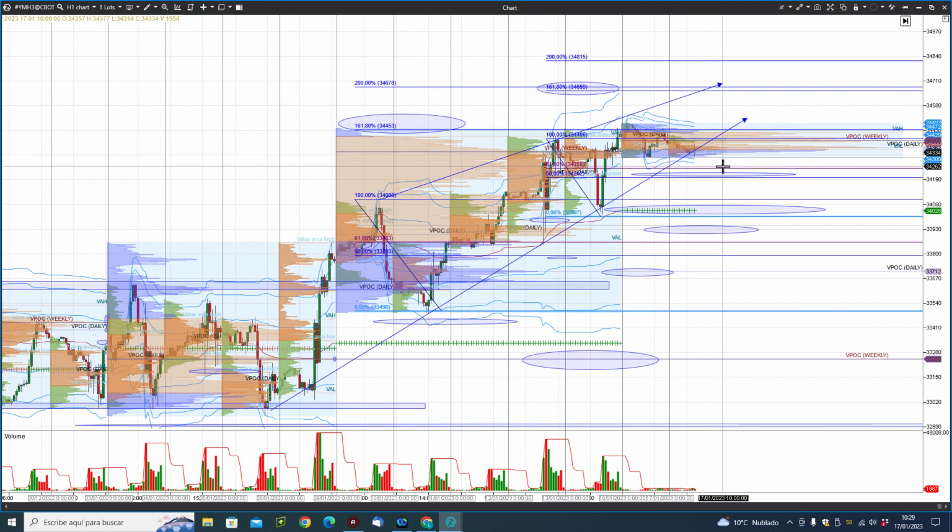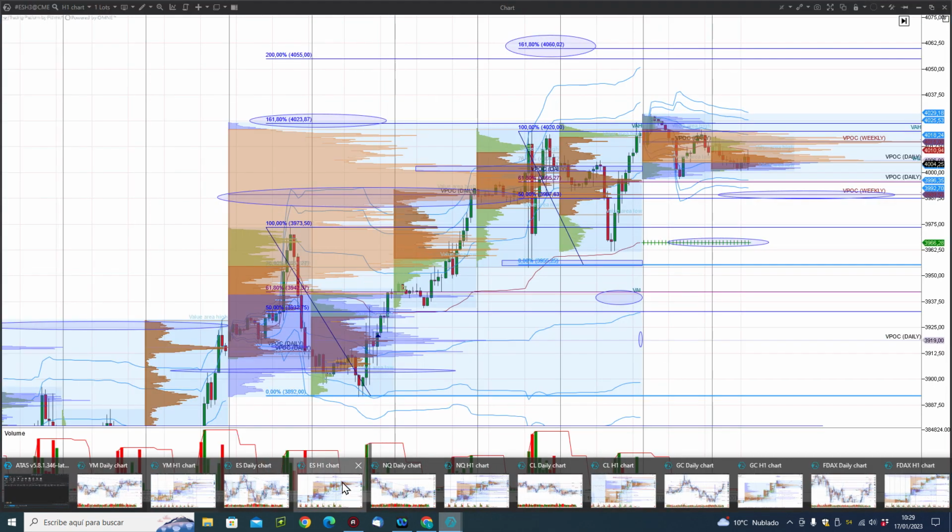The main targets are, in first place, 34,208, and the second and, for me, the main target could be 34,032. As always, I say it's only for educational purposes, it's not a recommendation. Well, the upper targets would be the projection of this pullback, and it's exactly on 34,659.